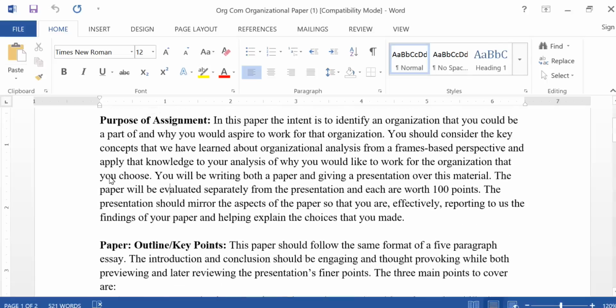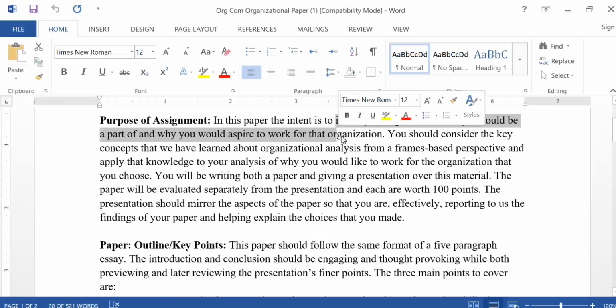So in a nutshell, what you're looking to do is identify an organization that you could be or are a part of. And if it's one you could be a part of, hopefully it's projecting and showing you what you want to do with your degree, where you want to go, what kind of organization you would like to use your newfound college experience to provide for. Or if it's one that you're already a part of, why did you choose that?